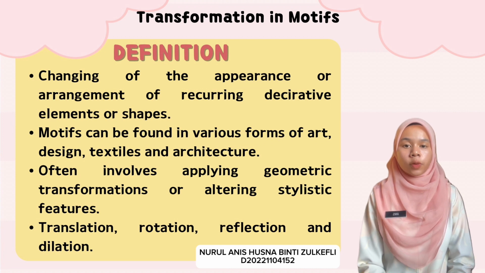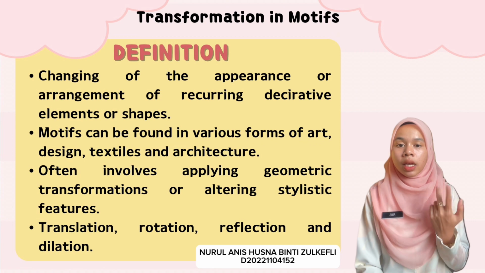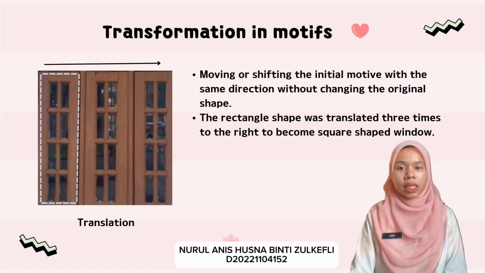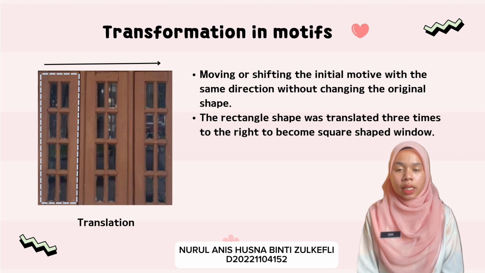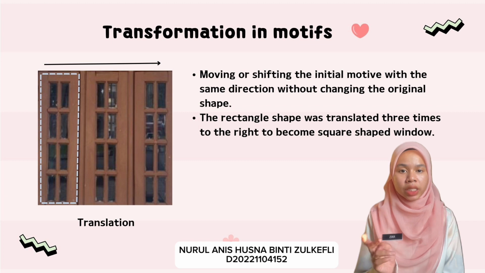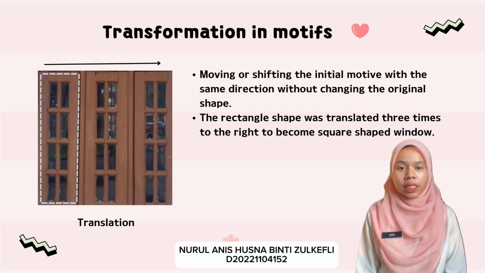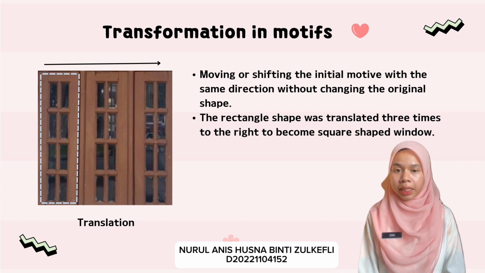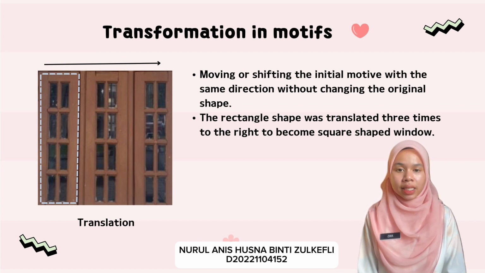The types of transformation that apply to motifs are translation, rotation, reflection, and dilation. So, the first transformation in motifs is translation. Translation specifies that the point of the object is moved in the same direction. Translation of the motif is marked by moving or shifting the initial motif to a certain position with the same direction and distance, without changing its original shape.